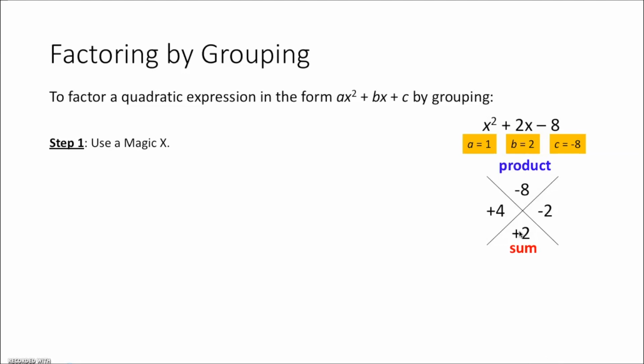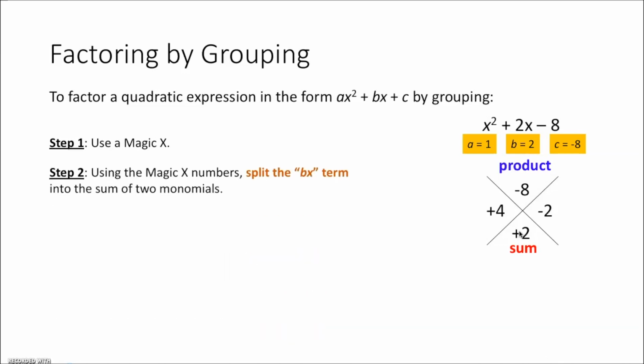What we're then going to do, since we have used the magic X, our next step is to use the two numbers that we just found and split the bx term up here. So our original quadratic trinomial has a 2x as the middle term. What we're going to do is take the 4 and the -2 and split the 2x so that instead of being plus 2x, it's going to be plus 4x minus 2x minus 8.